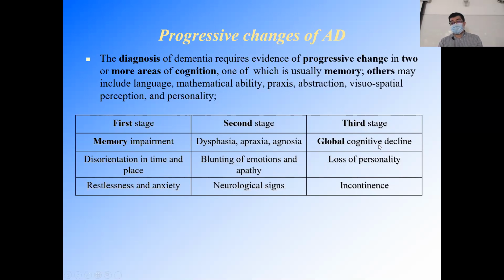Now, the third stage is the last one. There will be a global cognitive decline. They cannot respond to the outside, maybe. Loss of personality and incontinence. Incontinence means they cannot control their body at all, so they need full care. Now, the disease is very destructive to the family because it requires a lot of resources to take care of the patients. So that's the reason why it is taking so much attention.